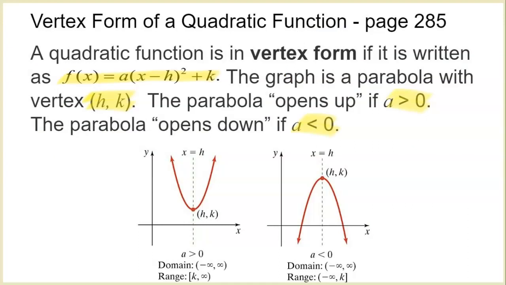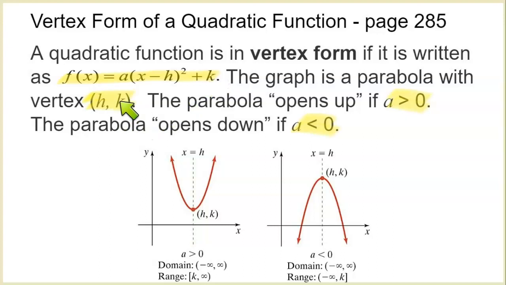On page 285, you have some blanks to fill in, so I've highlighted the information that should go on those blanks. We are going to talk about vertex form and how we can write vertex form from standard form. So a quadratic function is in vertex form if it can be written in this way: f of x equals a times x minus h squared plus k, where h and k is the vertex.